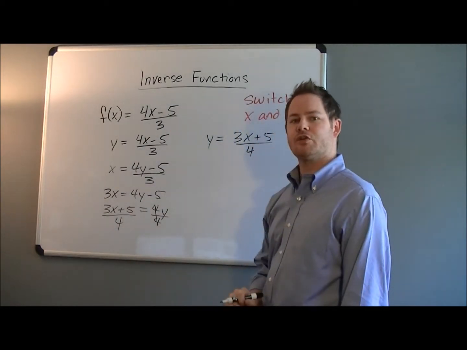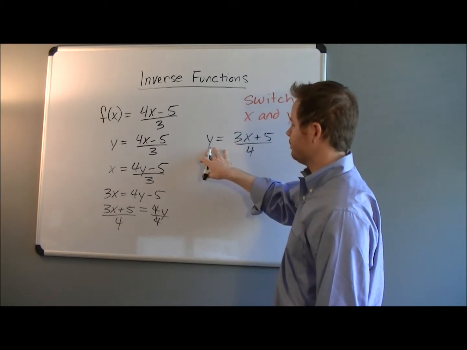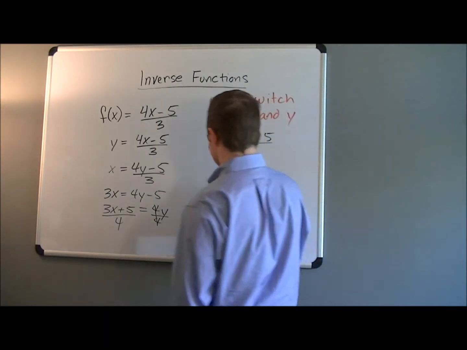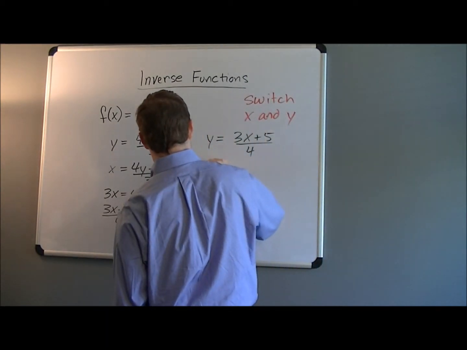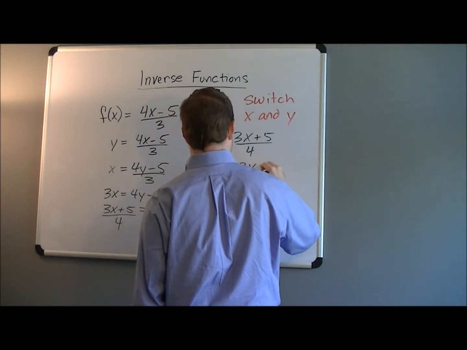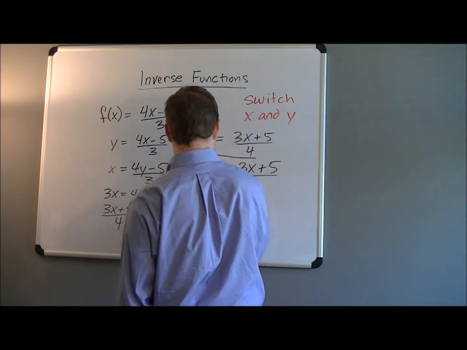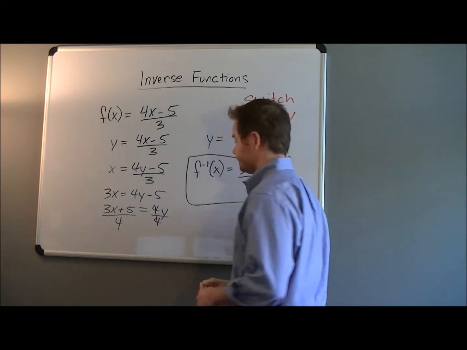And to write it in the correct notation that you'll see in your textbooks, again, we want to make sure that we replace y back with our inverse function in terms of f of x, and you'll see a little -1 written to indicate that you're looking at the inverse of your original function.